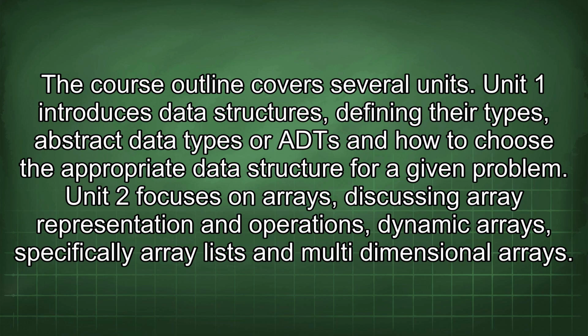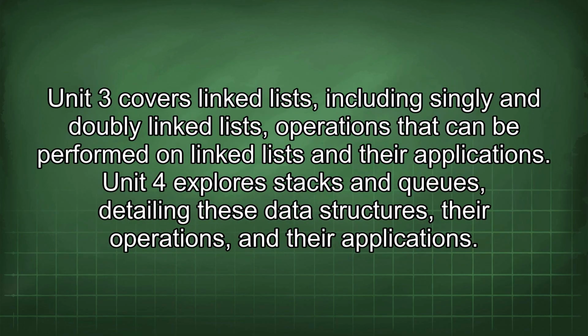Unit 1 introduces data structures, defining their types, abstract data types or ADT, and how to choose the appropriate data structure for a given problem. Unit 2 focuses on arrays, discussing array representation and operations, dynamic arrays, specifically array lists, and multidimensional arrays. Unit 3 covers linked lists, including singly and doubly linked lists, operations that can be performed on linked lists and their applications. Unit 4 explores stacks and queues, detailing these data structures, their operations, and their applications.